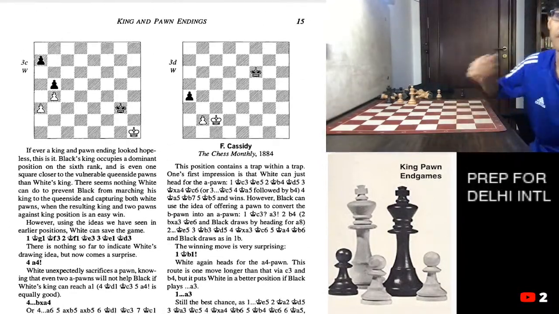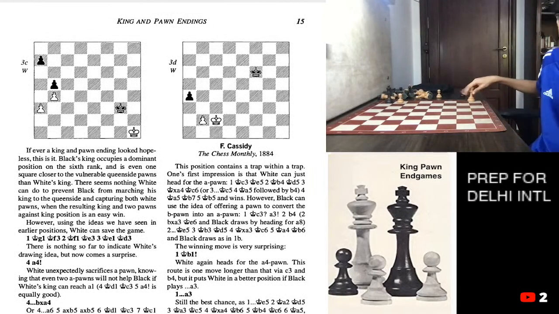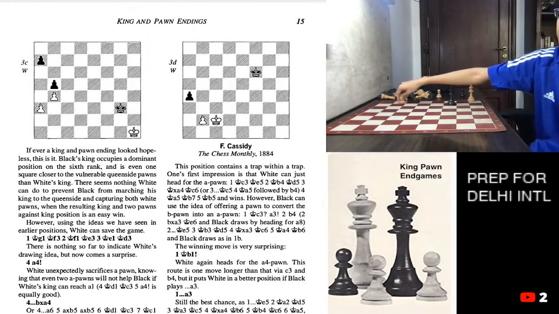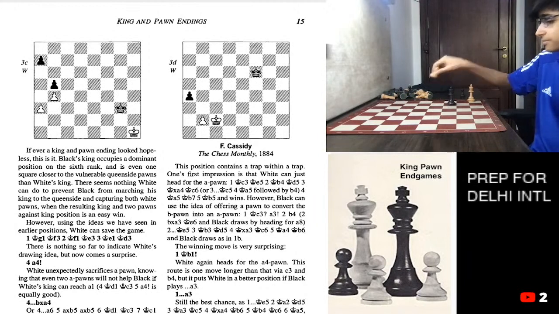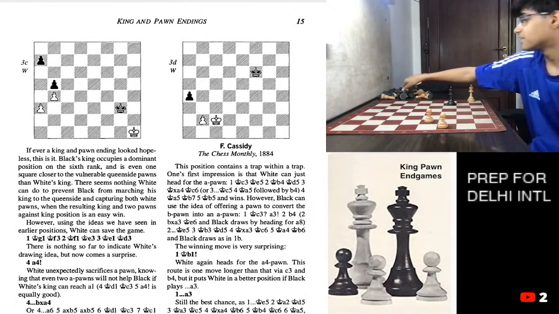Moving on, there are a few more examples. The white king is on h1, the black king is on g3, pawns are on a3, b4, b5 and a7.